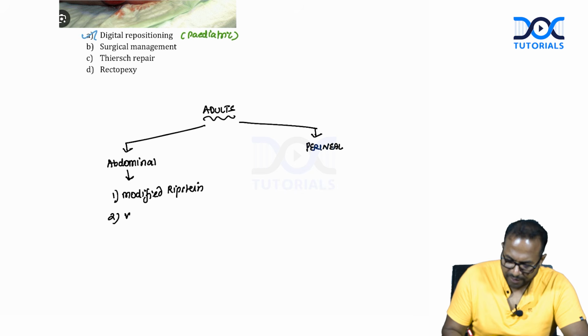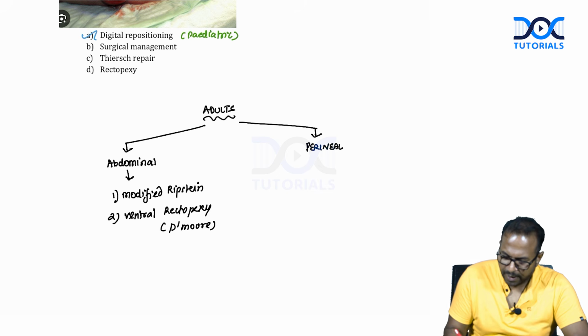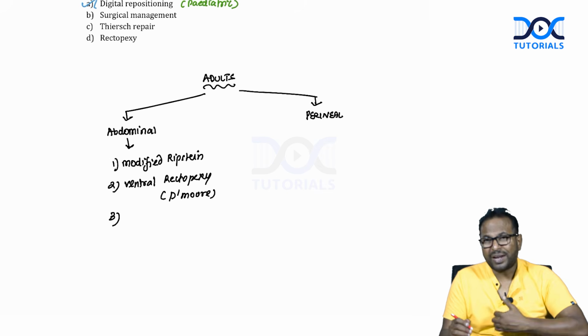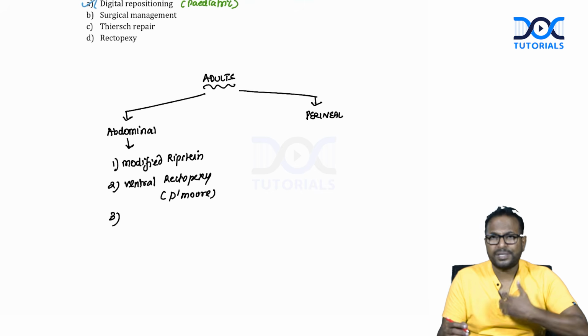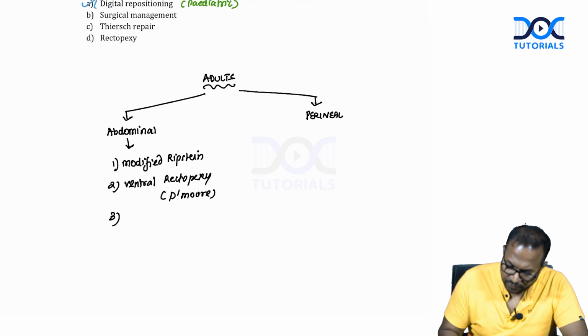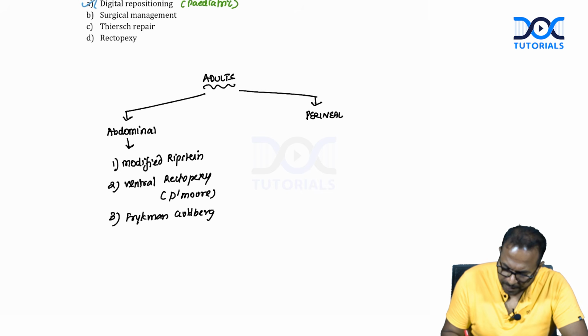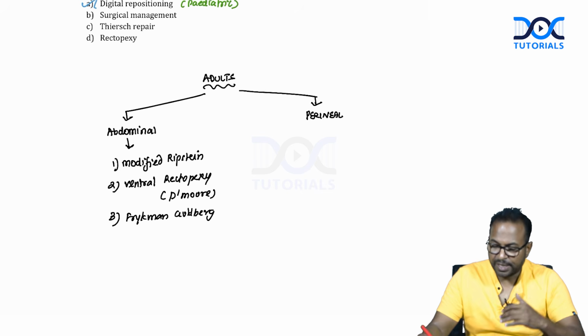mesh repairs, ventral rectopexy or D. Moore operation. Another abdominal approach is where we fix the rectum to the sacrum. Another one is Friedman-Goldberg. So these are all abdominal operations.